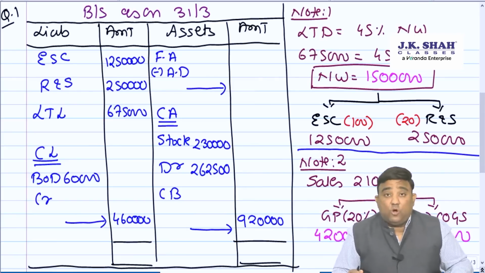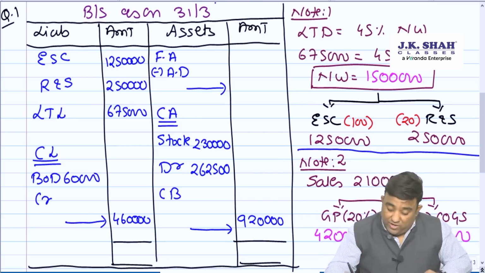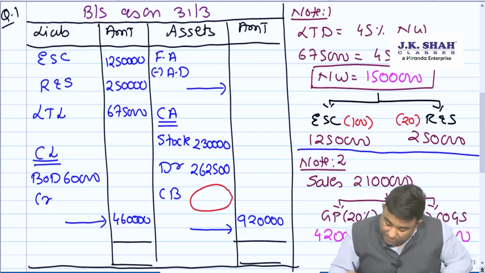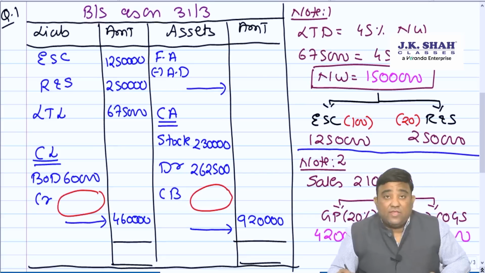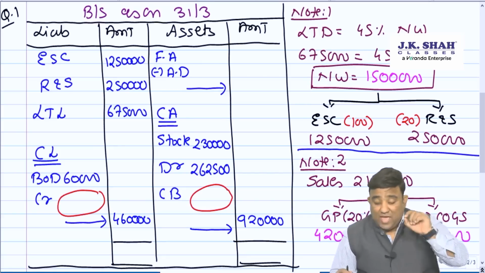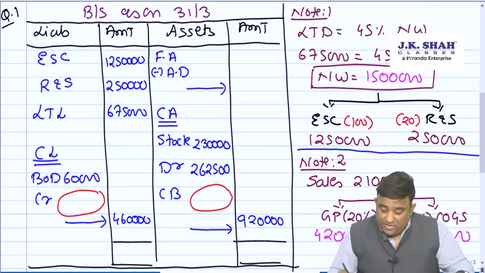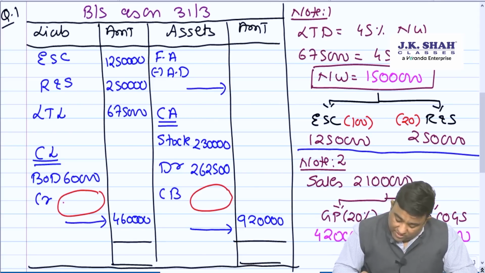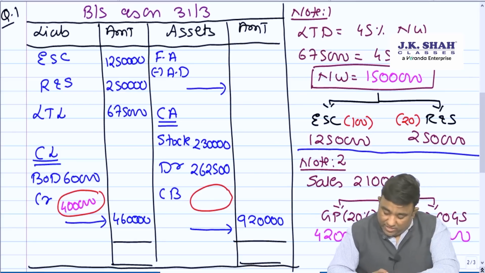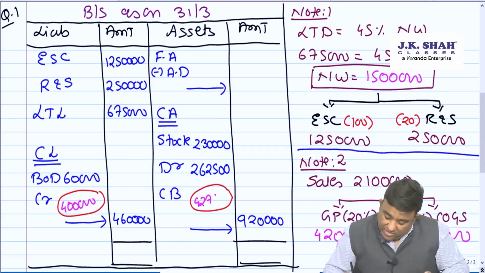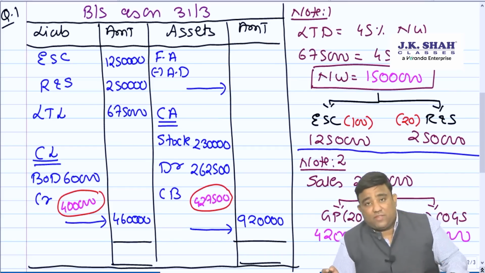So student, I am sure there is some spark in your mind that balancing figure we can compute as creditor in current liability and cash and bank in your current asset. Can we compute? 460 minus 60, this is 4 lakh, and this is 920 minus 2,30,000 minus 262,500, that gives you 4,27,500 is cash and bank or a cash balance.